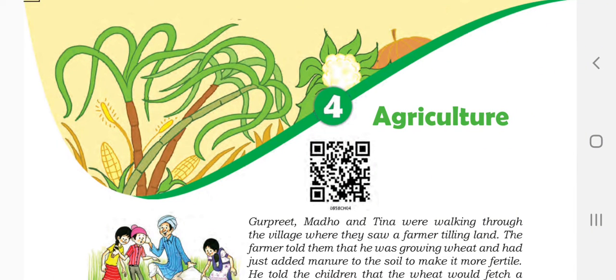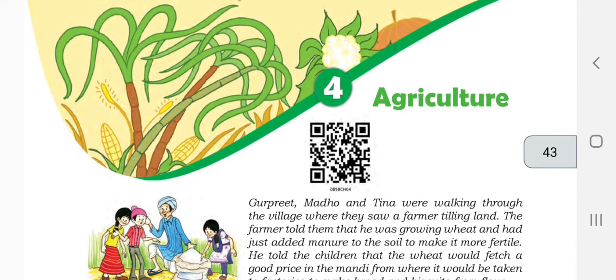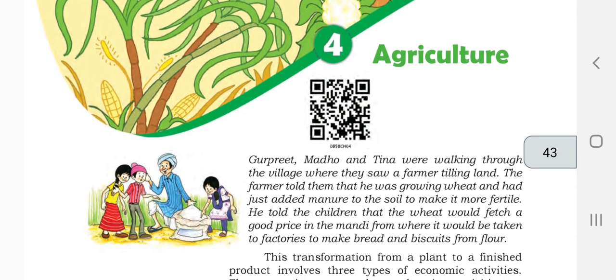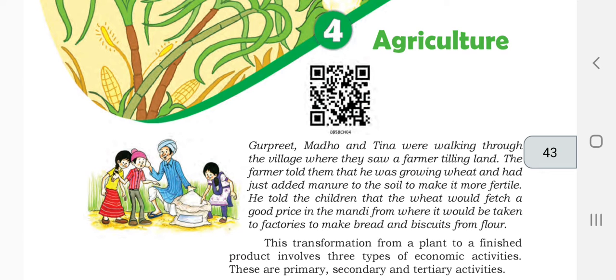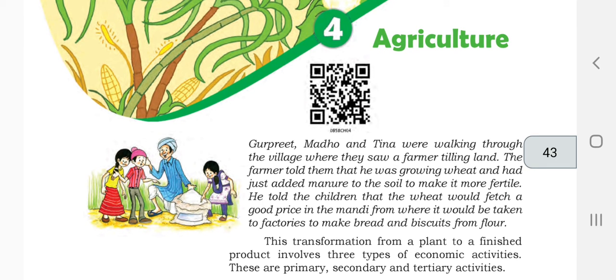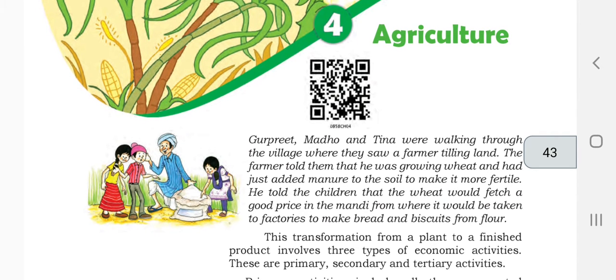Good morning, students. Today we will be doing the fourth chapter of geography, agriculture. So we all know what agriculture is. Agriculture is whatever we cultivate in the land, in the fields, and grow, and we get food from this agriculture process.